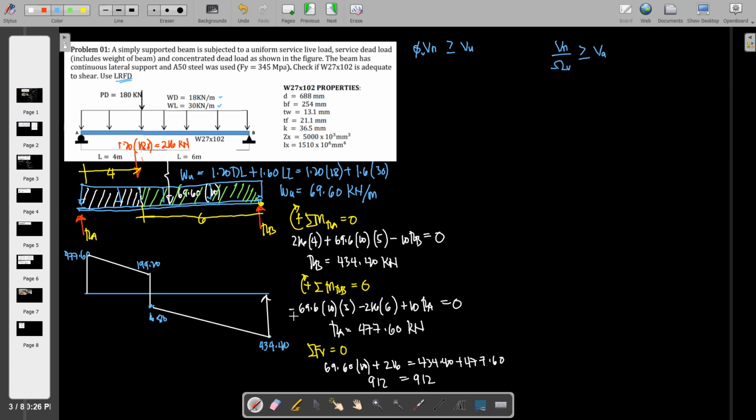So in here we'll just have to consider the maximum shear, which is Vu, no? So Vu is 477.6 kilonewton. So ito yung gagamitin natin dito sa ating LRFD. So also i-compare lang natin tong 477.6 to that of the calculated nominal multiplied by your phi.